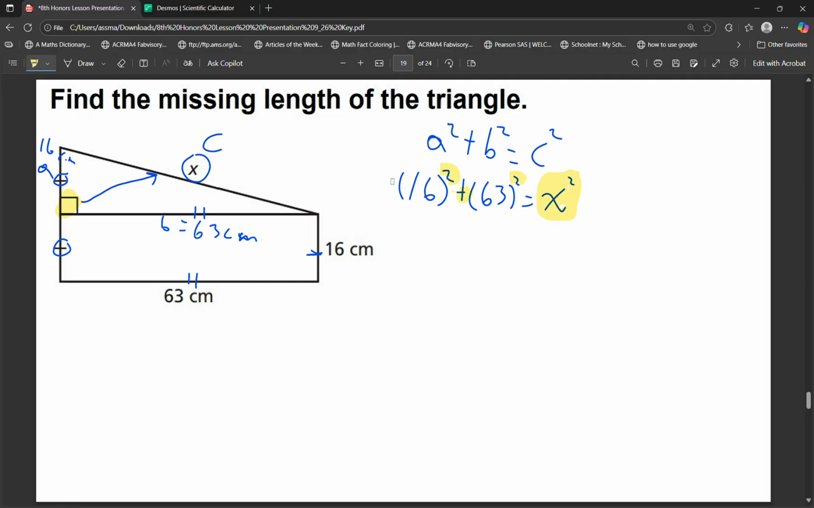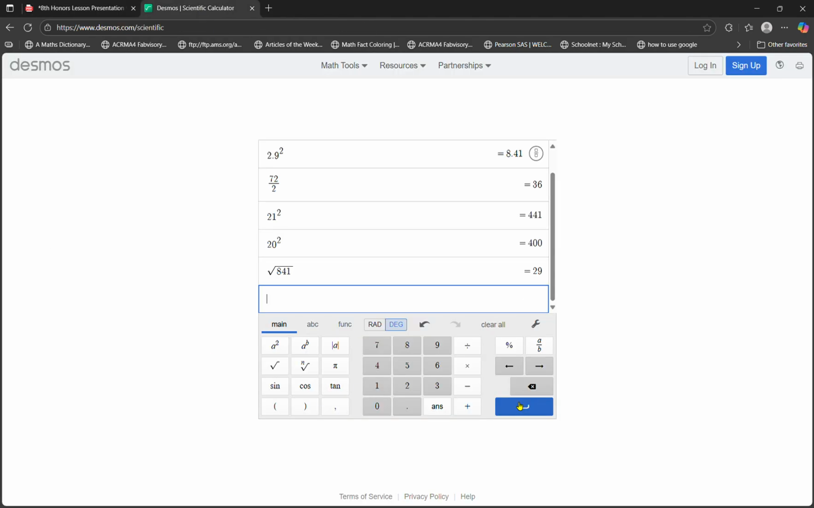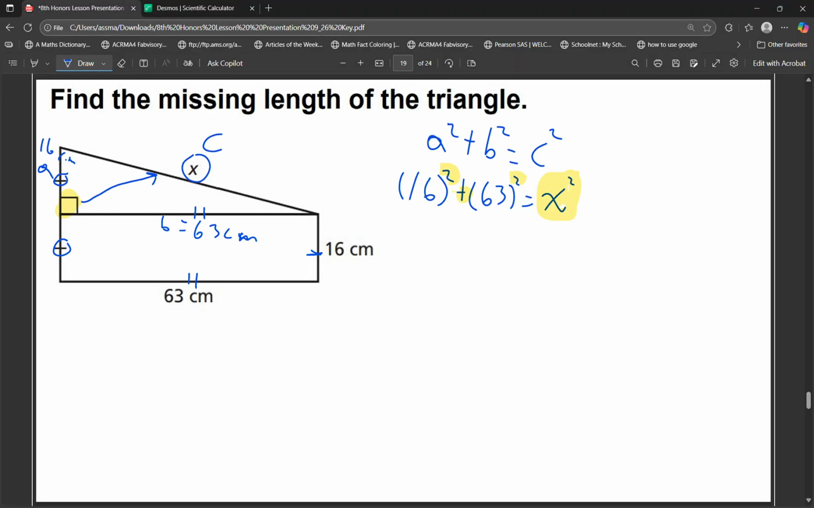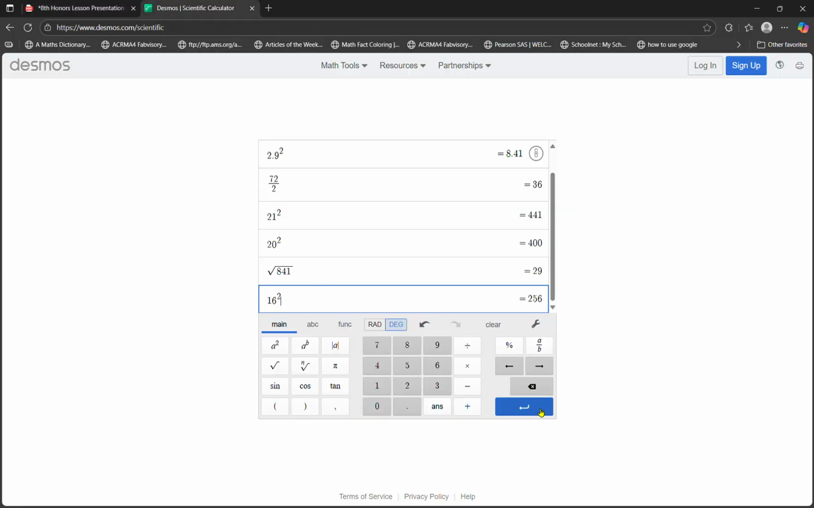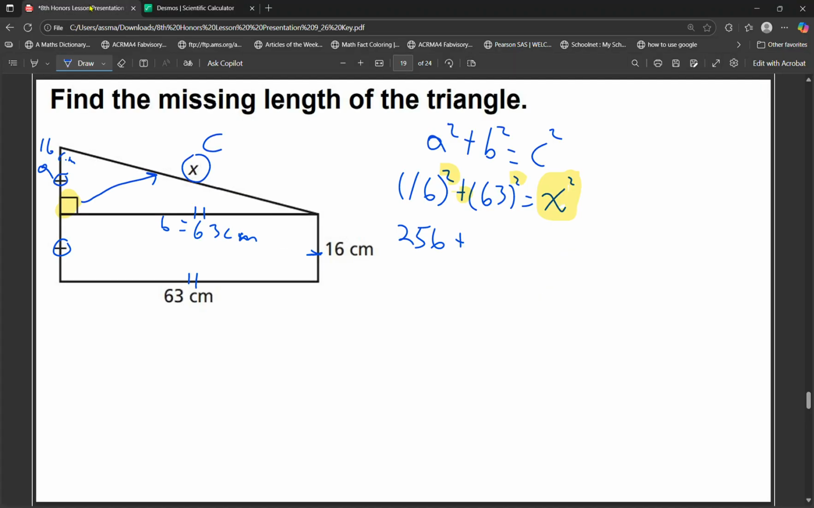So what I'm going to do is go to decimals.com. I hit enter here, and I plug in 16 squared, and notice I get 256. So I put in 256 plus, and then I put 63 squared. I hit enter here, and I put 63 squared, and I got 3,969. So I go ahead and go back and put 3,969 is equal to X squared.